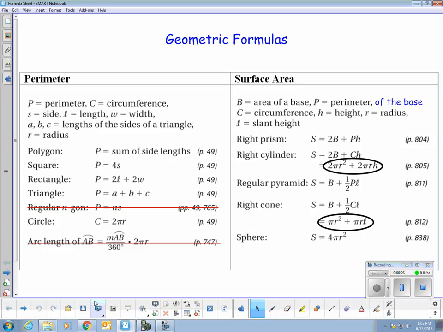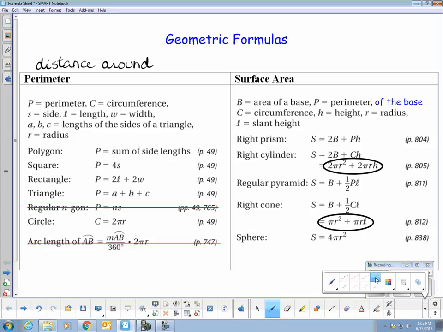And on this sheet, you will notice that there are many different formulas, starting with the perimeter of figures. So this would be the distance around. So if we needed to find the distance around anything, we would come to this section to find a formula for the perimeter, basically the distance around.